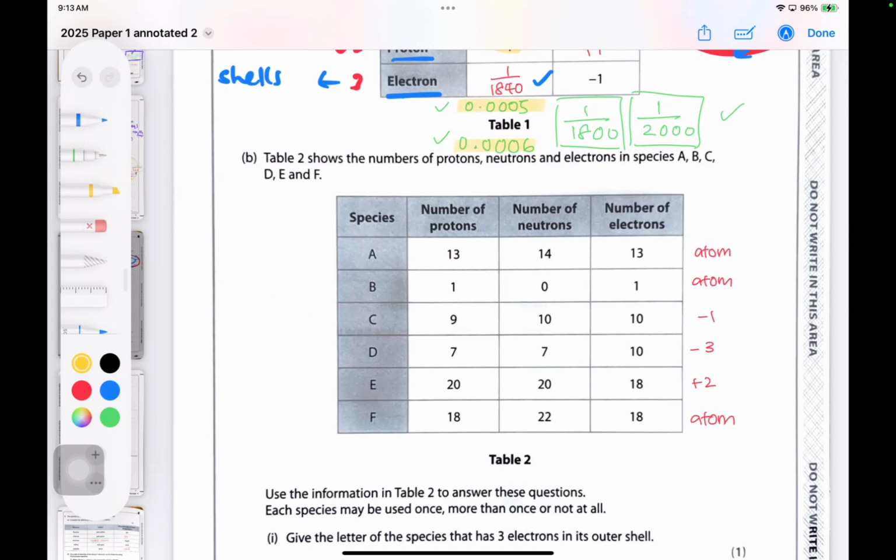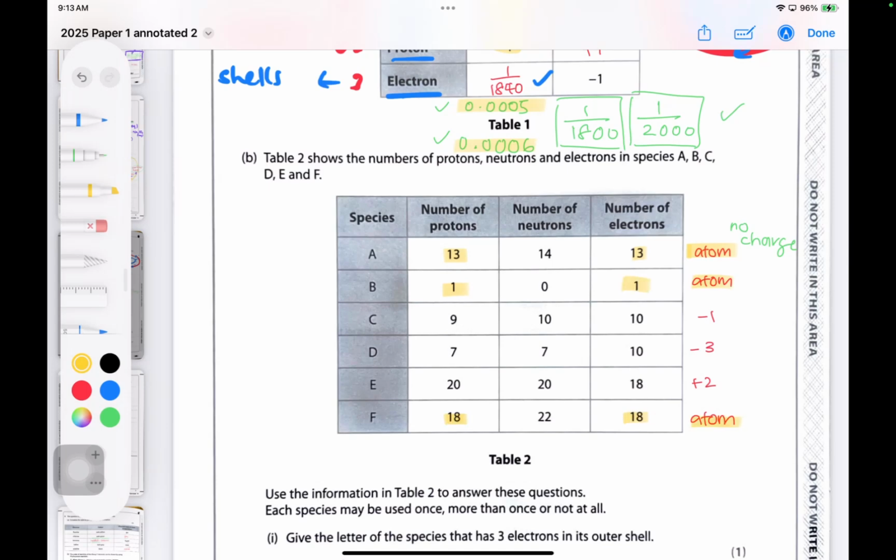But rather what you can do for yourself here is, when you see that the number of proton and electron is the same, it will mean that specimen A is an atom. It exists as an atom. That basically means there is no charge. Same thing, you can go down this table. Species B has 1 proton and 1 electron. That also means it's an atom as well. So it's F, 18 protons and 18 electrons, so that's an atom.